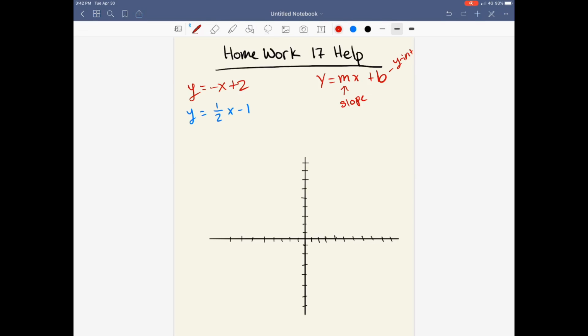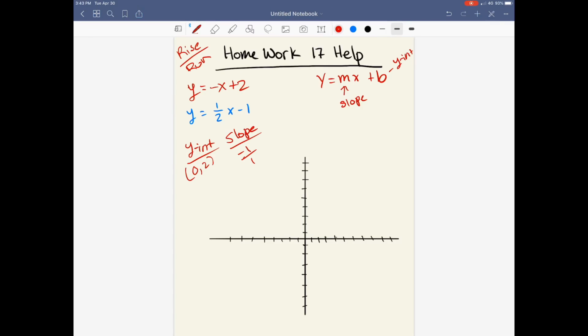Okay, so if we look at our first line, the y-intercept is, let me write it down here, 0, 2. Remember that all y-intercepts have an x of 0. And the slope is negative 1. Now slope is always rise over run. So to make it easier for you, you might want to put it in a fraction. Remember that you can put any number over 1 and it would not change the value. So negative 1 over 1 is our slope.